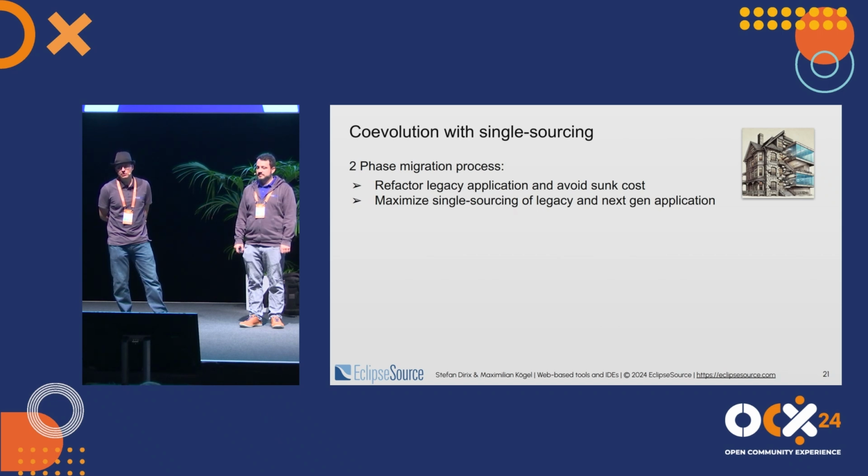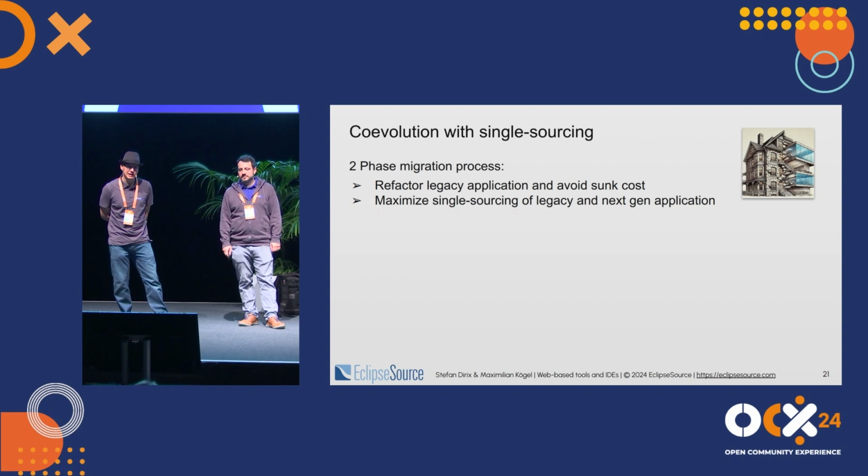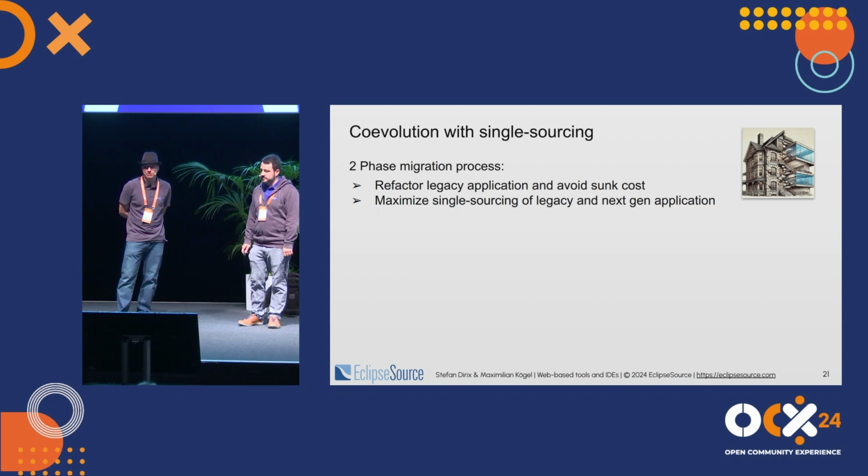And whenever you develop a new feature, you do your very best to try to develop it with the target tech stack and just retrofit it into the legacy app. So in RCP, you can do that by running a web browser widget and then have a web application part within your RCP application. And then only in the second phase, when you start with the next-gen application, you continue that pattern to try to single source as much as possible between the legacy and the next-gen application.